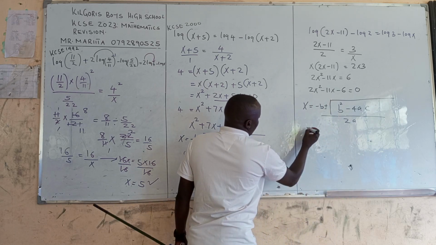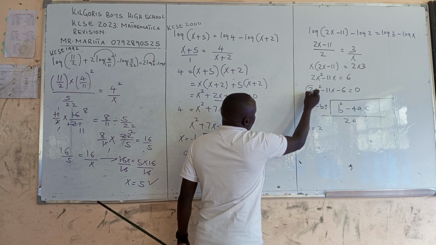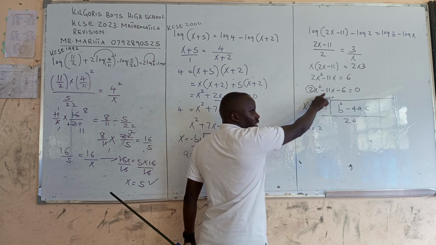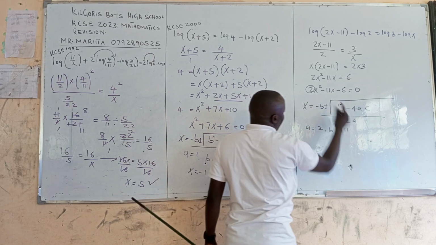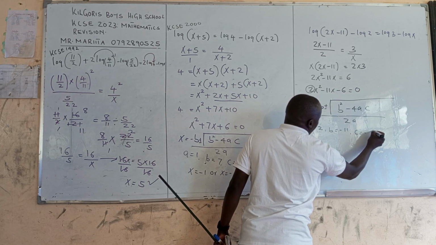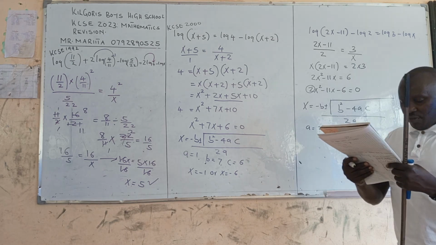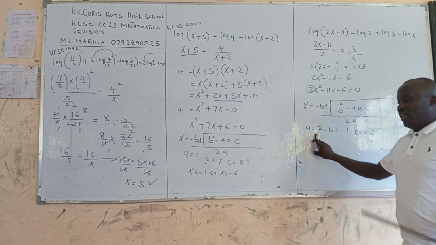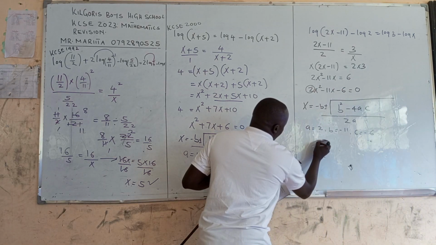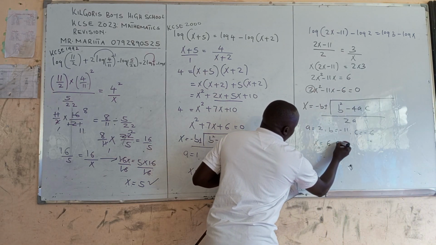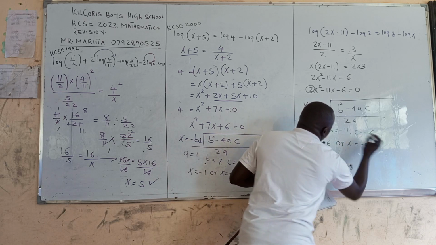So what do we have? The value of a here is equivalent to 2. Then we have b, which is equal to negative 11. And then we have c, which is equivalent to negative 6. If you substitute the value of a, the value of b, the value of c in this quadratic formula, you will get that x is equivalent to 6, or in this case, x is equivalent to negative 0.5.